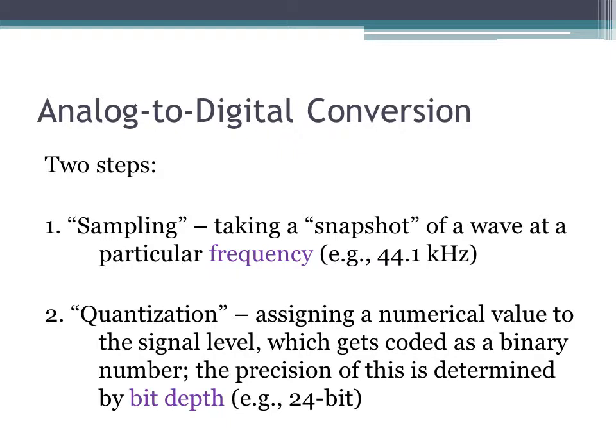The first is sampling, and that is the process of taking a snapshot of a wave at a particular frequency. The next important step is quantization, which is where we have to assign a numerical value to the signal level at that point that the snapshot was taken. This then gets coded as a binary number, and the precision with which we can do that depends on the bit depth, as we'll see in a moment.